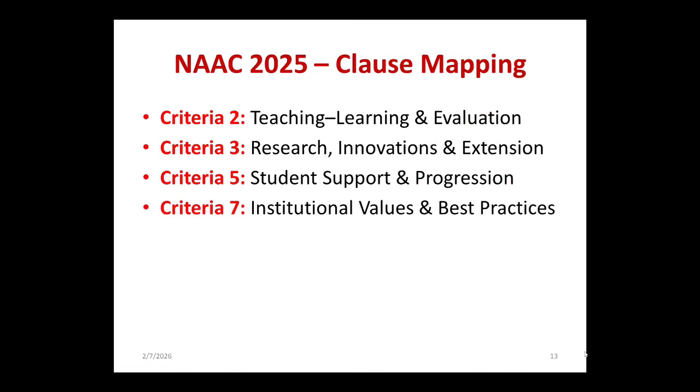Then in NAC 2025, teaching learning evaluation is criteria number 2, research, innovation and extension is criteria number 3, student supports and progression is criteria number 5, and criteria number 7 is institutional values and best practices.